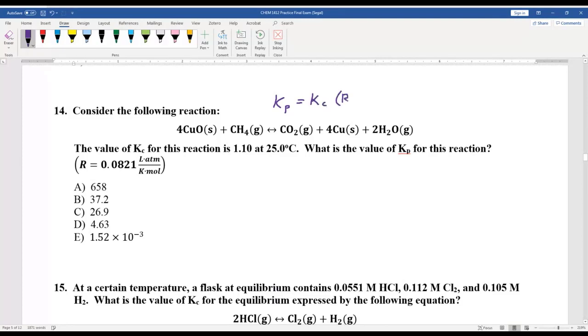times RT to the delta N. Now, delta N is the change in the number of moles of gaseous products. Notice it's only gaseous products. I don't care about anything else. So, delta N in this case is what? How many moles of gaseous products do I have?